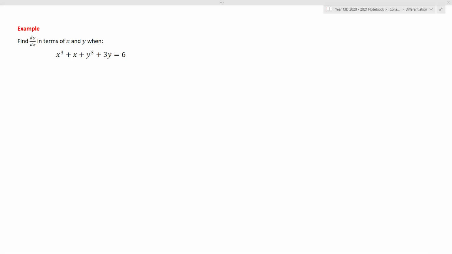Okay, let's have a look at this example then. Differentiate in terms of x and y. As we've said, it's not always easy to make it y is equal to. So we've got this new tool which we can use to differentiate as it stands, implicitly. So we've got x cubed plus x plus y cubed plus 3y equals 6. So this time we're going to differentiate without having to write d over dx for each term.